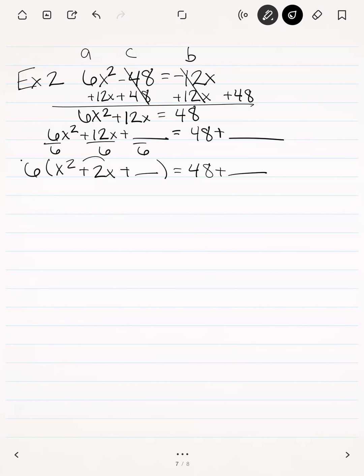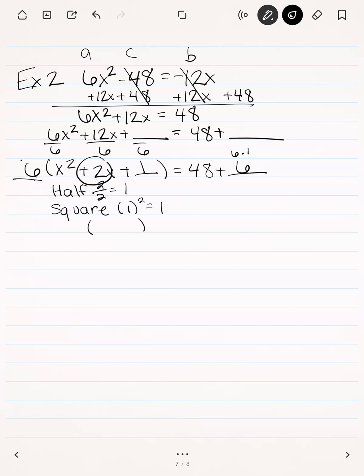Okay, from here, I take this term right here and I'm going to half it. So half of 2 equals 1, and then I square it. So 1 squared equals 1, so 1 goes here. Now remember, in order to go on the other side, I have to multiply my GCF 6 times the 1 and get 6. So again, I did 6 times 1 to get that 6.